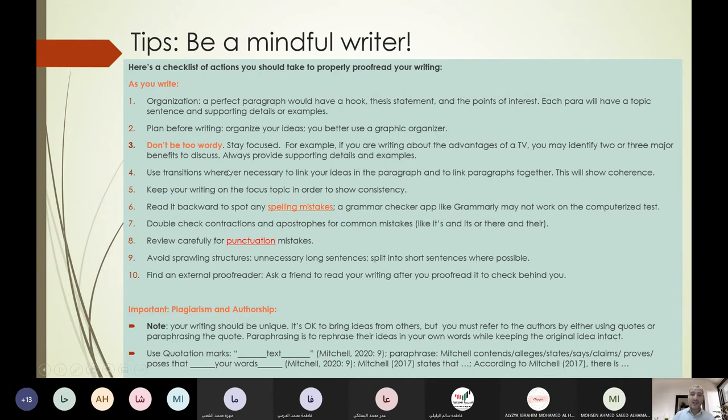Use transitions. Keep your writing focused. Read it backward to spot spelling mistakes. Backward means from bottom to top. This will help you spot any spelling mistakes.